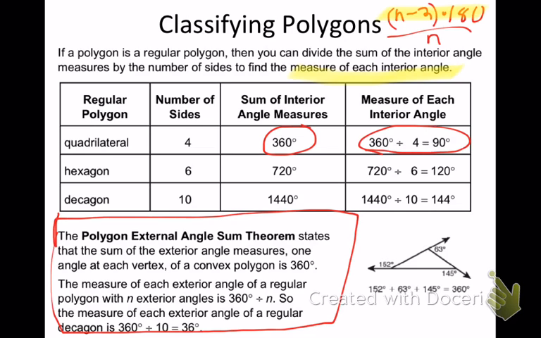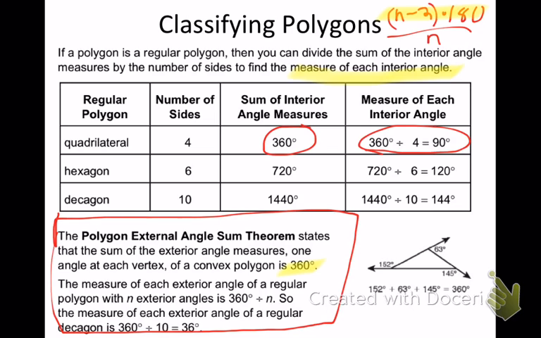The sum of the exterior angle measures, one angle at each vertex of a convex polygon, is 360 degrees. The measure of each exterior angle of a regular polygon with n exterior angles is 360 divided by n. So the measure of each exterior angle of a regular decagon is 360 divided by 10, or 36 degrees.